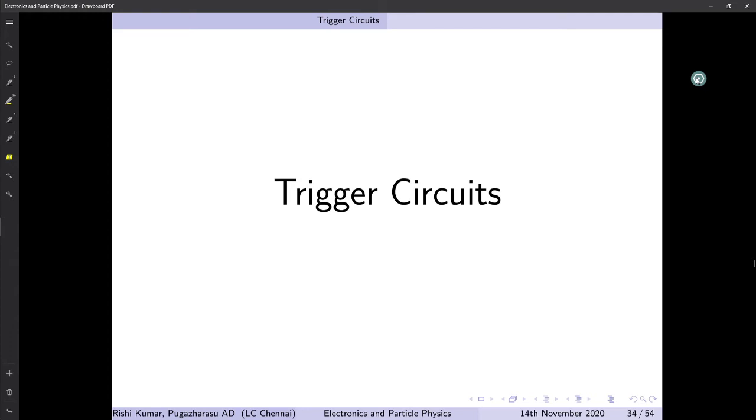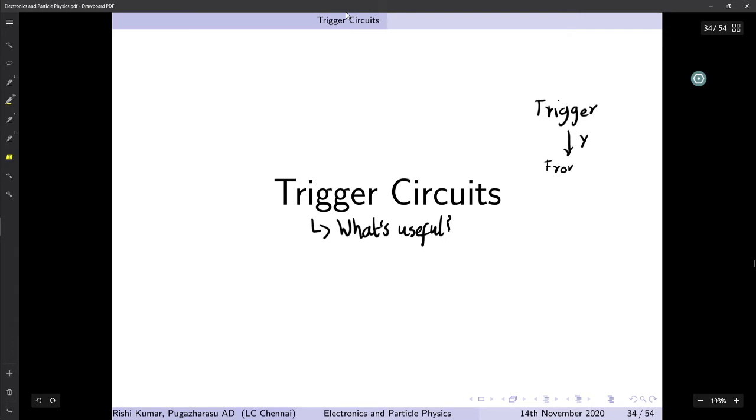Then it goes to the front end, which captures the event. So the trigger basically tells me what's useful. The feedback loop is that the trigger answers if it's useful. So is it useful? If my answer is yes, then I go to my front end, and my front end captures it, and then it goes to my DAQ and then DAQ to host. So this is the basic process in a nutshell.